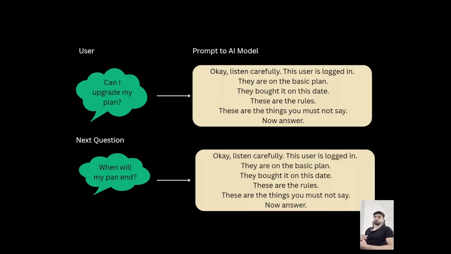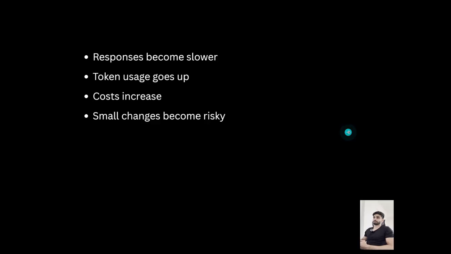So after some time, the prompts became bigger than the actual question, and this causes very real issues. Responses become slower, token usage goes up, cost increases, and small changes become risky. The worst part is you update the prompt in one place and forget to update it in another. Now different parts of your app are telling the AI different versions of the truth. At that point, the problem is not AI anymore. It is how we are handling the context.